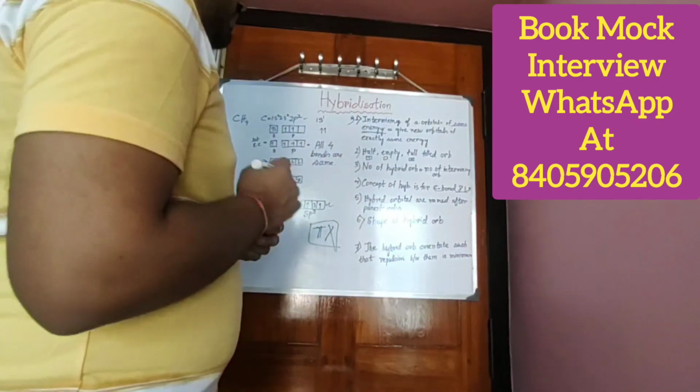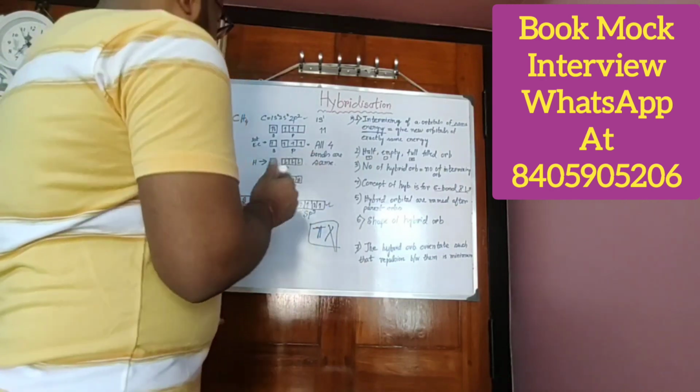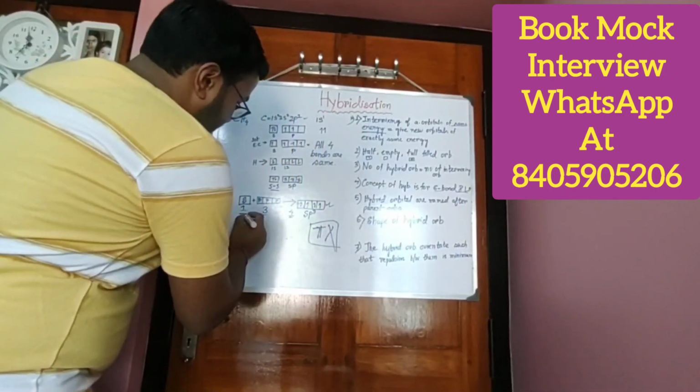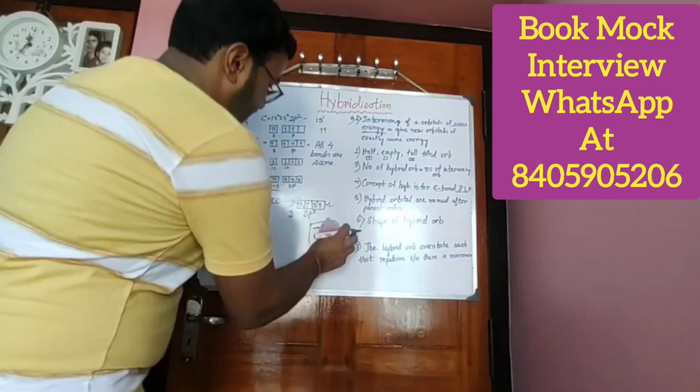The fifth point is that hybrid orbitals are named after parent orbitals. What is the meaning of that? It means that one s orbital and 3 p orbitals give sp3 orbitals.